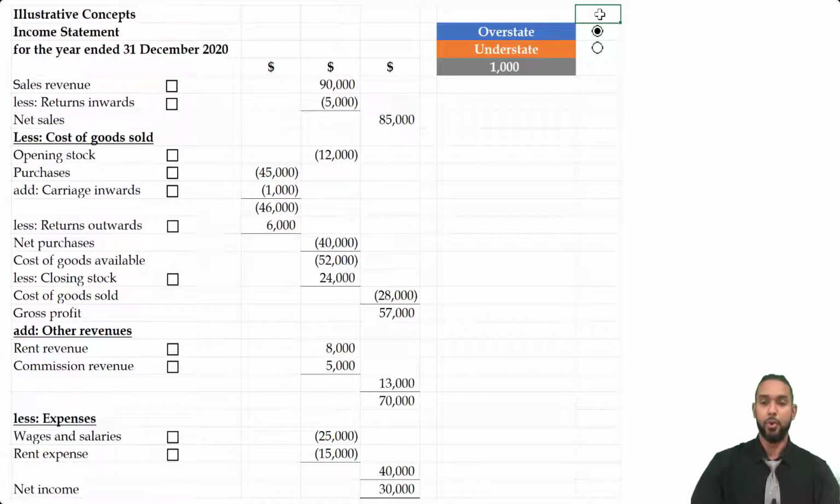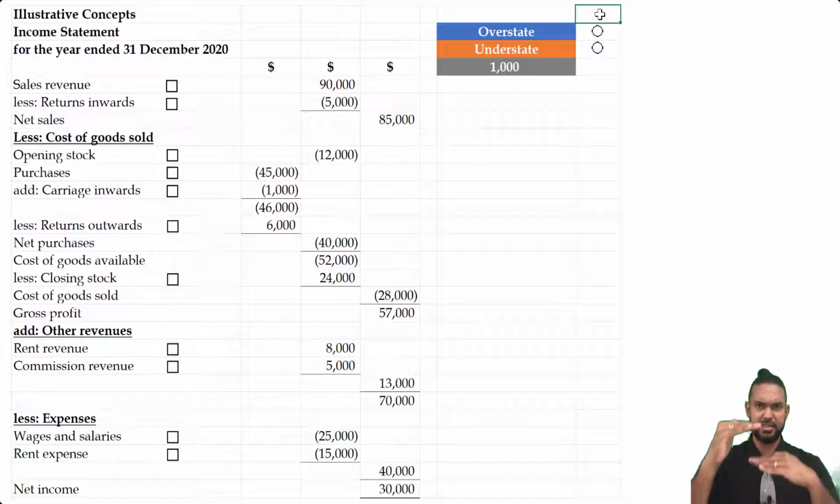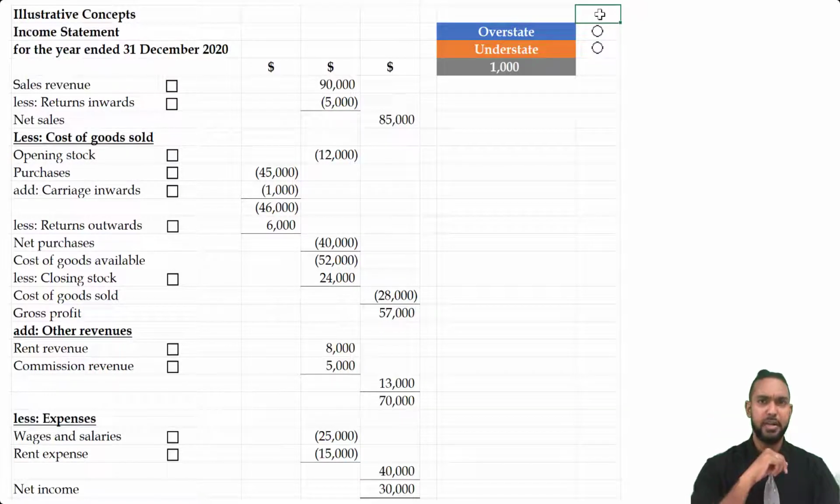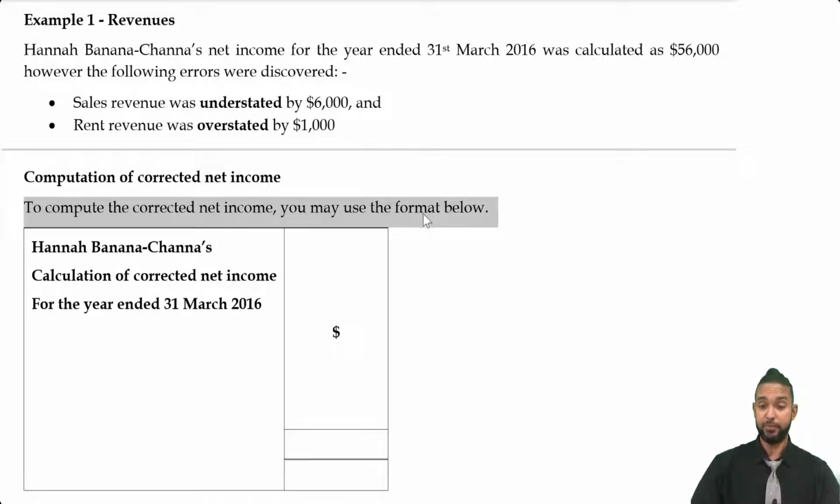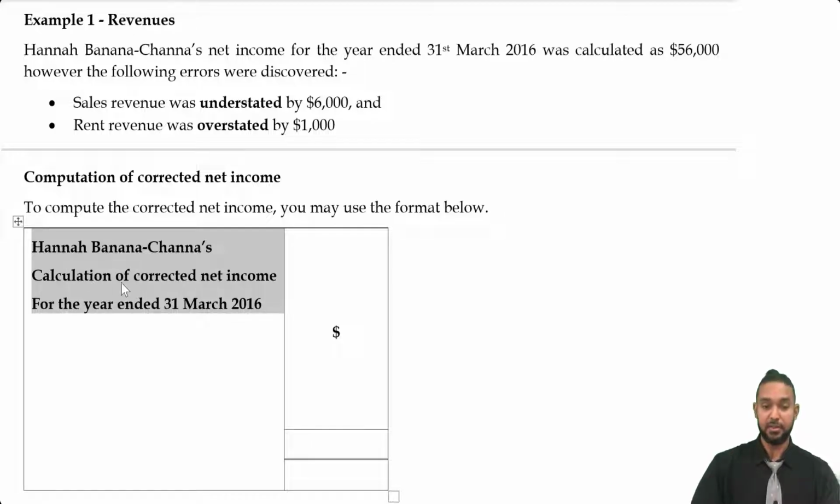All right. So what we want to do now is show how to present this in a kind of table, a little statement format. So let's go back to the Word document. Okay, so we have here a computation of corrected net income. To compute the corrected net income, you may use the format below. Again, it's a suggested format. There's no one right format. This is my suggestion. As you can see, I'm heading up correctly here: name of the entity, what the statement is showing me, and the period to which it applies.